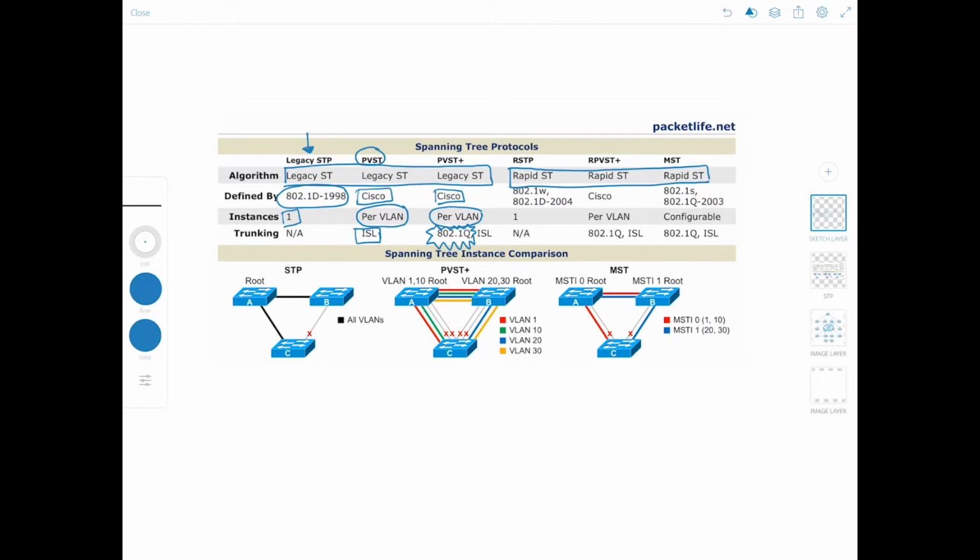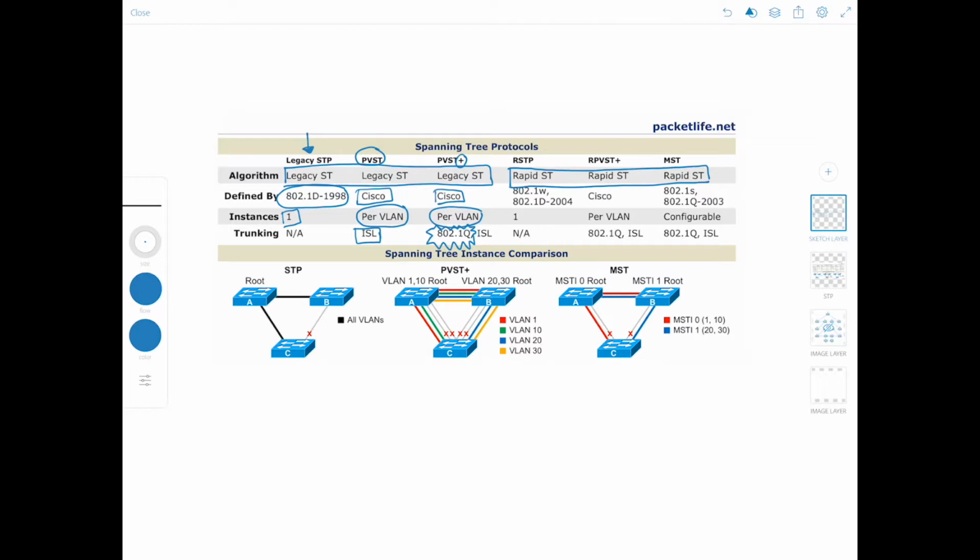So that's really the main difference between those. That little plus there indicates the addition of 802.1Q. And then RSTP, or Rapid Spanning Tree Protocol, which is defined in the IEEE 802.1w standard, is an evolution of the spanning tree protocol that provides faster convergence than STP.